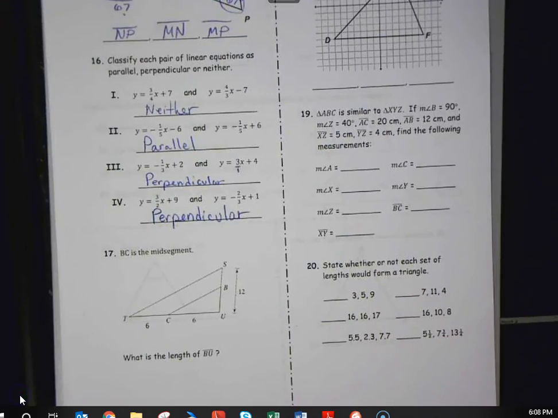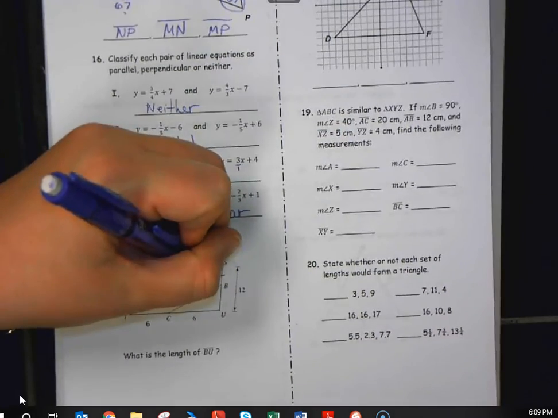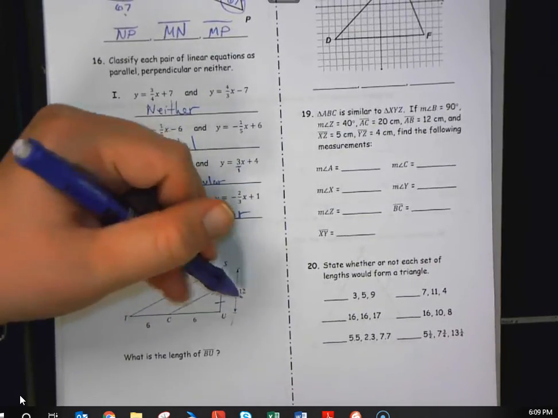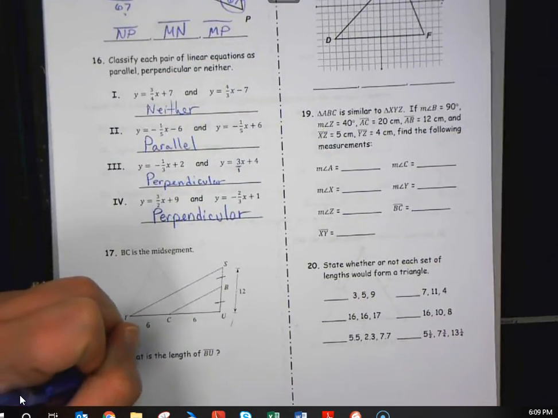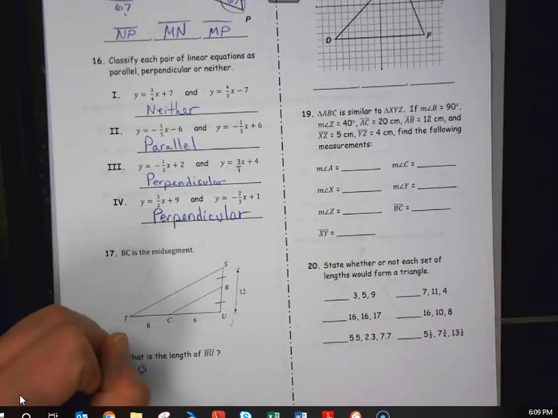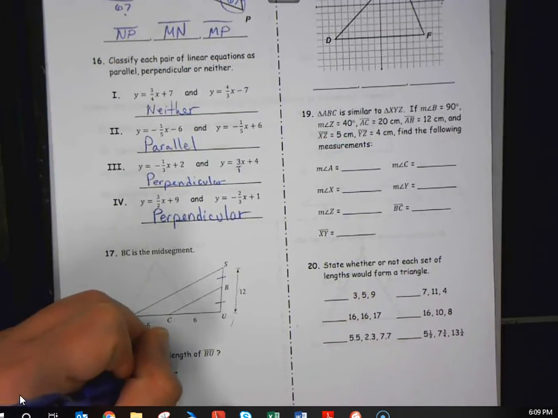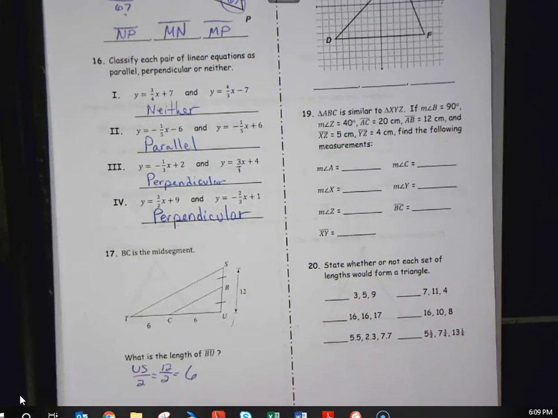Okay. All right. So number 17 says that BC is the mid-segment. What is the length of BU? Well, we know that mid-segments go from midpoint to midpoint. So this and this are congruent. So if the whole length of US is 12, all we have to do is take line segment US, divide it in half. So that's going to be 12 divided by 2. And so therefore BU is also going to be 6, just like CT, CU, and also SB.